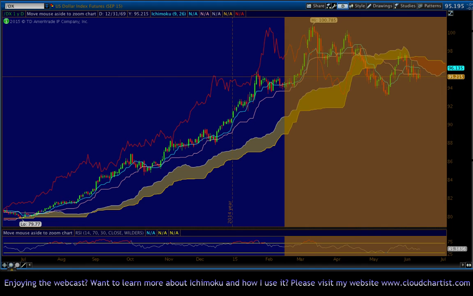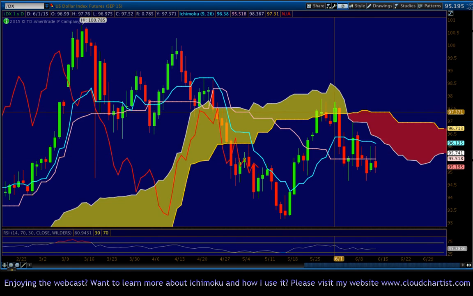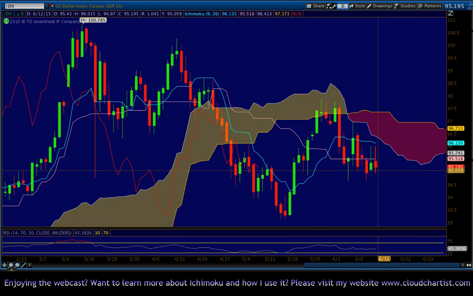See that on the daily chart, price is actually bearish under the cloud and has been unable to get back above the Kijun-sen here, and certainly not above the Tenkan-sen. So it's best to have a slightly bearish bias on the daily time frame for the dollar right now.